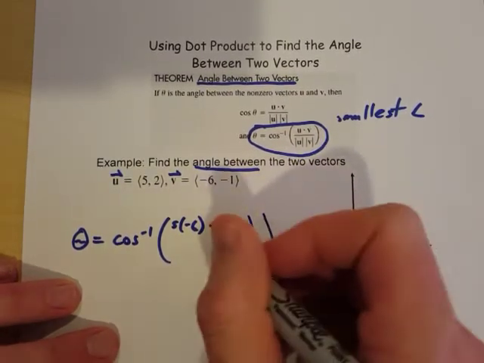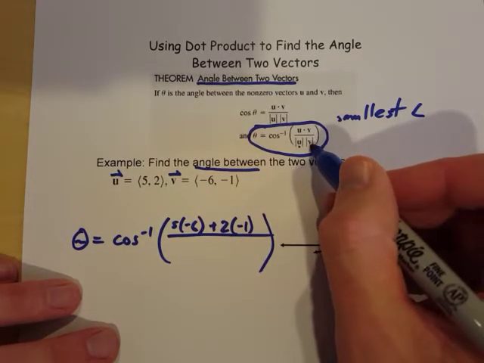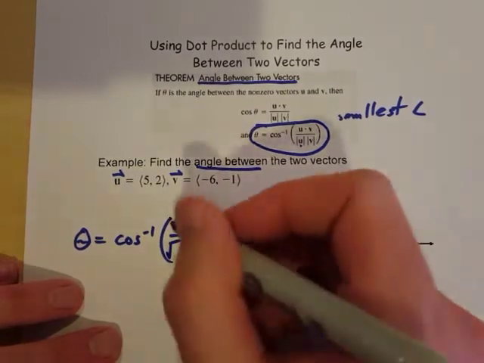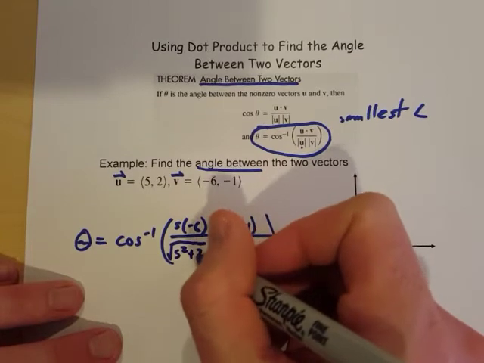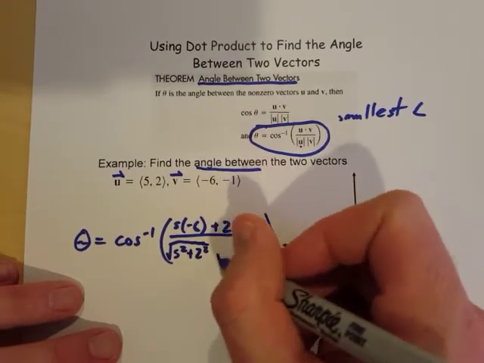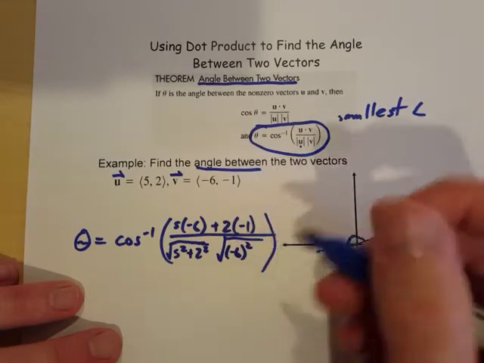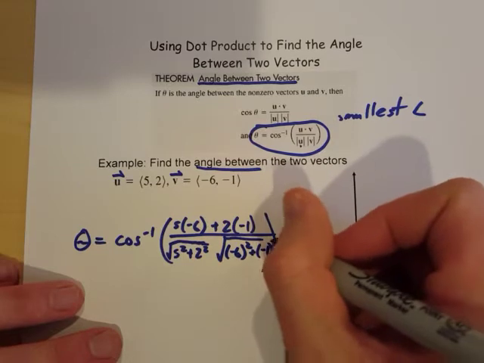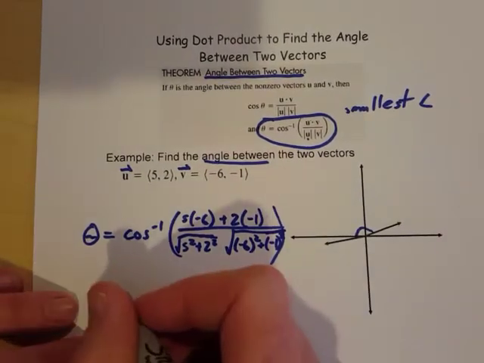On the bottom, notice that we have the magnitude of u times the magnitude of v. So we're going to use our magnitude formula, which we have done a lot of times now. 5 squared plus 2 squared for the first one, and then -6 squared plus -1 squared for the second one. Getting a little crammed in there, but I think you can see it.